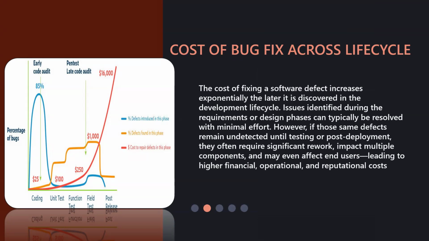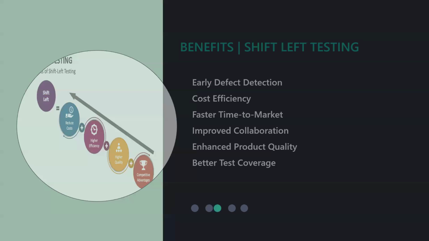This chart shows that fixing a bug during the requirement or design phase is relatively cheap and straightforward. But if the same bug is caught after production or release, it could cost a lot, thousands of dollars, or even damage the entire company's reputation. That's where shift left testing becomes so powerful. By moving testing to earlier stages, we can catch bugs earlier and reduce the budget drastically.